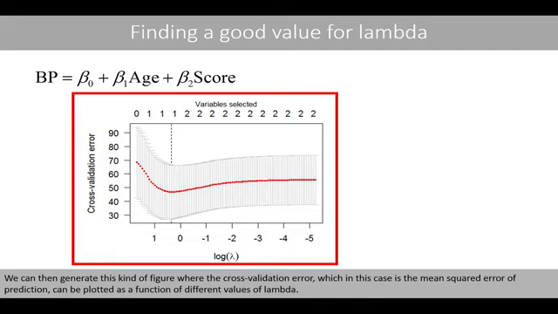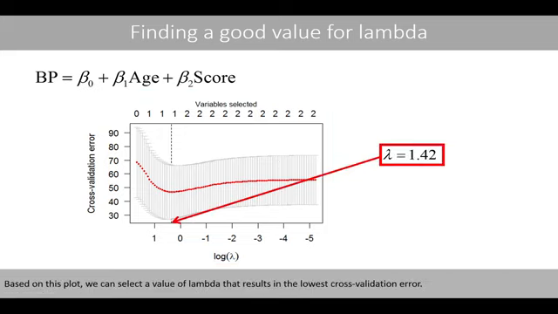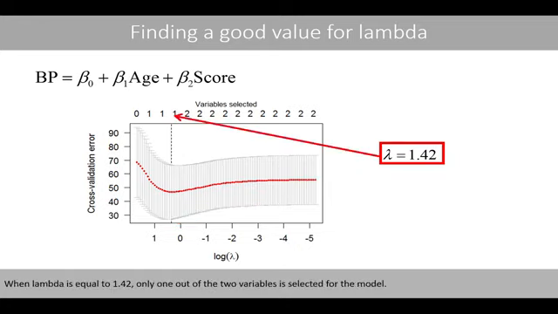We can then generate this kind of figure where the cross-validation error, which in this case is the mean squared error of prediction, can be plotted as a function of different values of lambda. Based on this plot, we can select the value of lambda that results in the lowest cross-validation error. When lambda is equal to 1.42, only one out of the two variables is selected for the model.